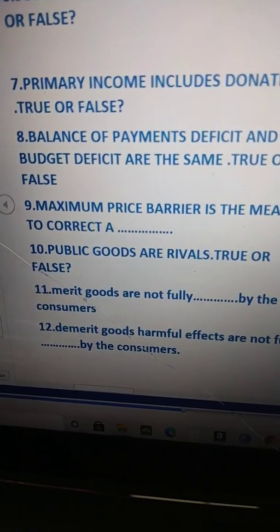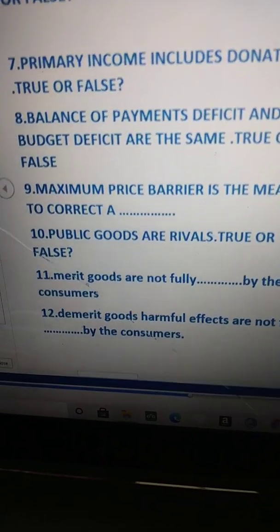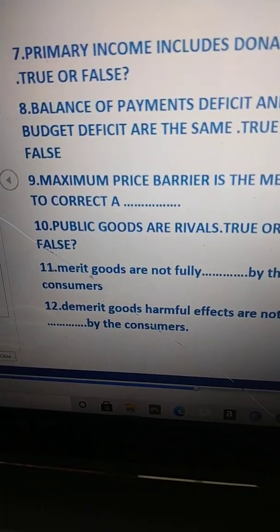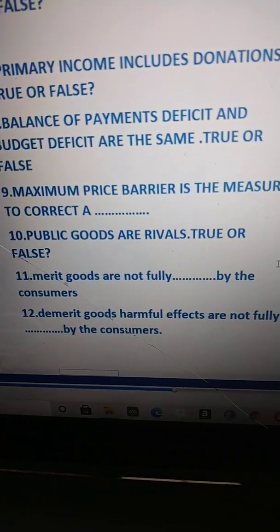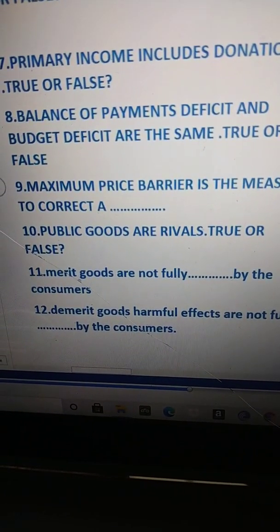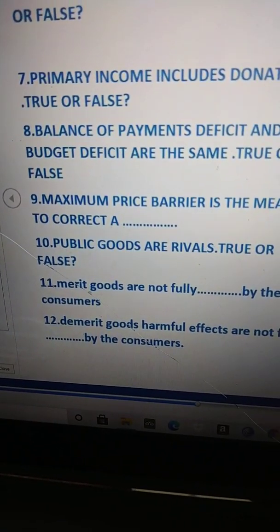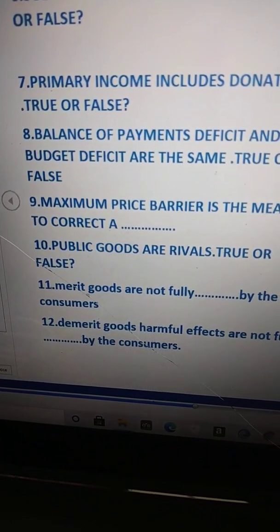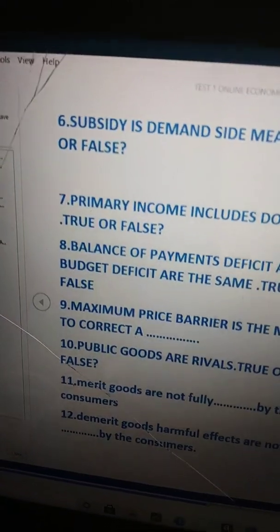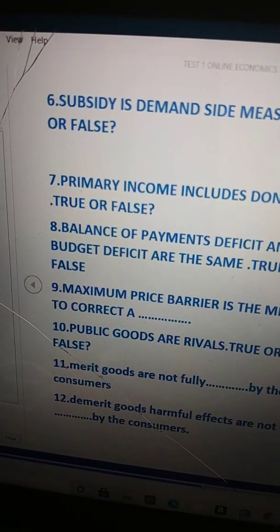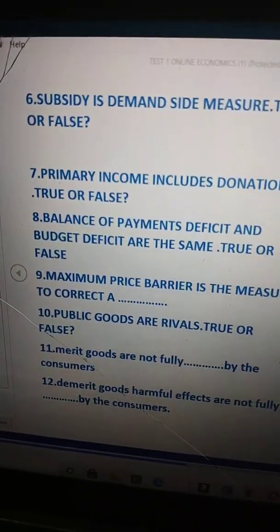Merit goods are not fully appreciated by the consumers. Utilized, consumed, but not fully appreciated. They don't really know the deep positive impact of merit goods. Some people may not send their kids to school even if the schools are free. This is an example of people not understanding the true importance of education, which is a merit good.